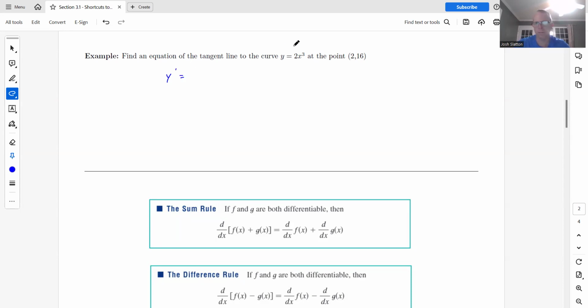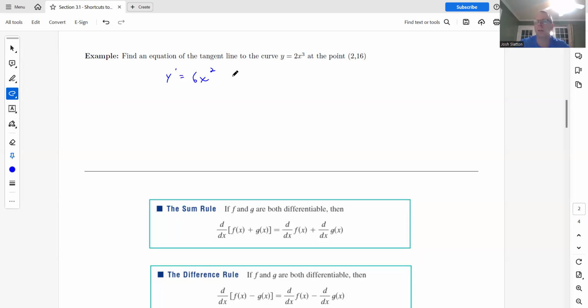Now, in this case, this was new because we didn't have one with a coefficient in front in the last video. But now we're just going to multiply the original exponent by the coefficient. So 3 times 2 would be 6. And then we subtract 1 from the exponent. So the derivative is 6x squared.